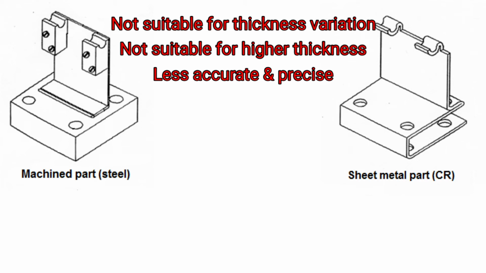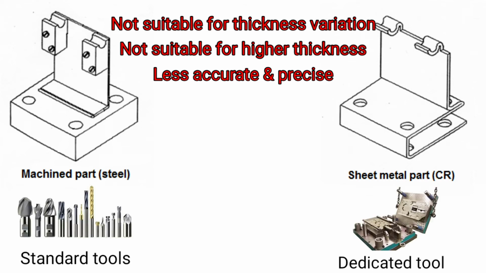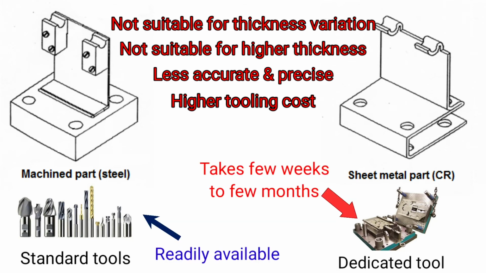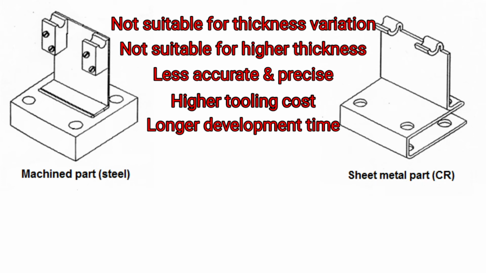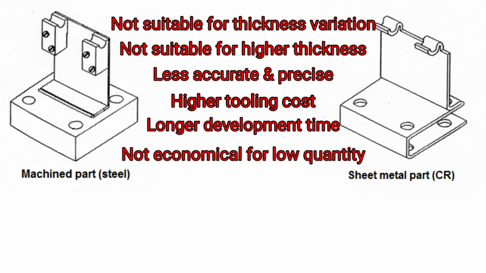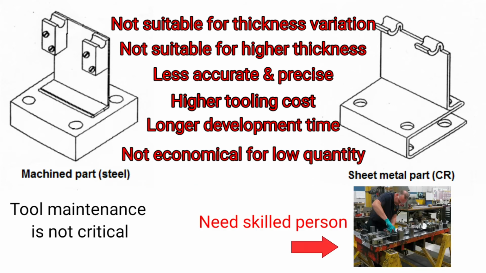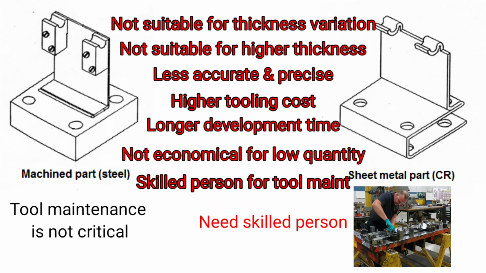Sheet metal parts made with stamping process needs dedicated set of tooling and hence the tooling cost is very high. Manufacturing of dedicated tools also takes time ranging from few weeks to months. Also, due to higher setup times, they are not economical for lower volumes. Unlike machining, maintenance of sheet metal dies is critical and they need a skilled person to do the same.